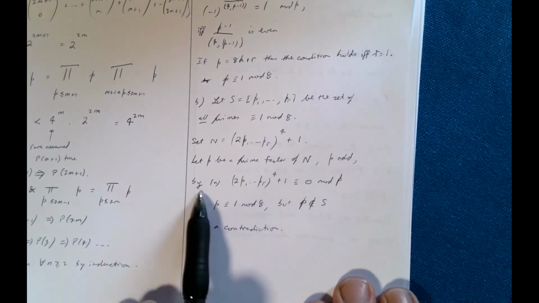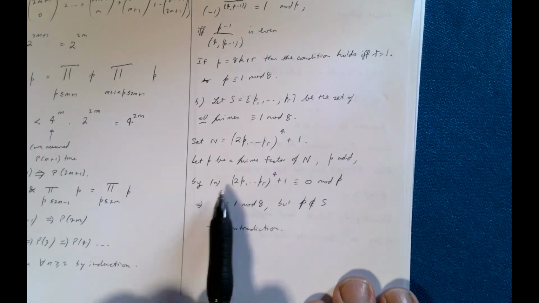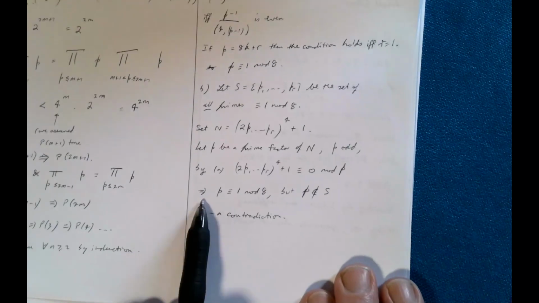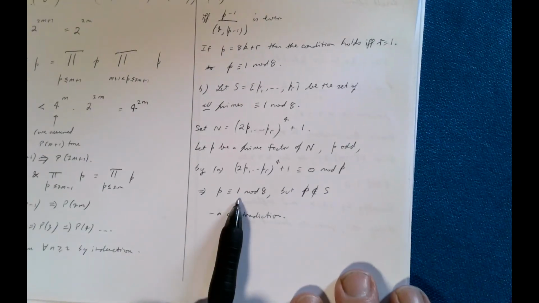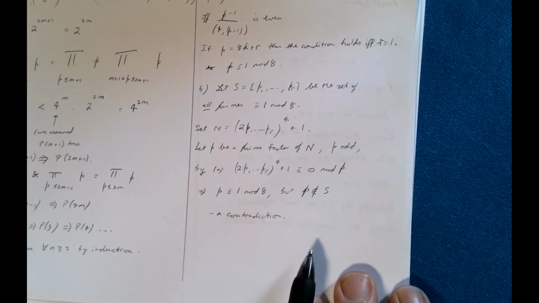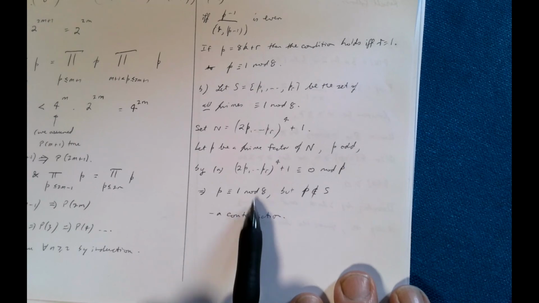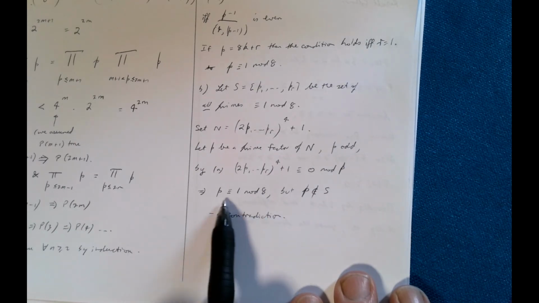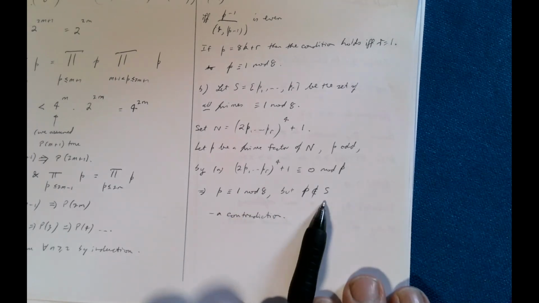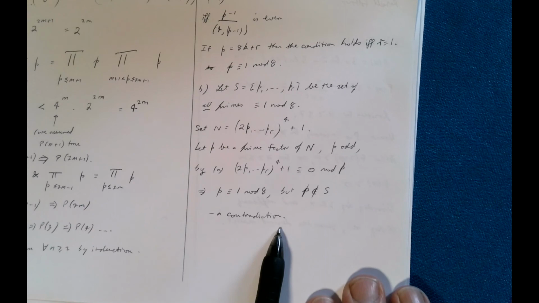And by part A, this thing here, if it's congruent to 0 mod P, implies that P is a 1 mod 8 prime. But again, this number N is not divisible by any of these P1 up to PR, so this prime, which is 1 mod 8, doesn't belong to the set S. And once again we have a contradiction.